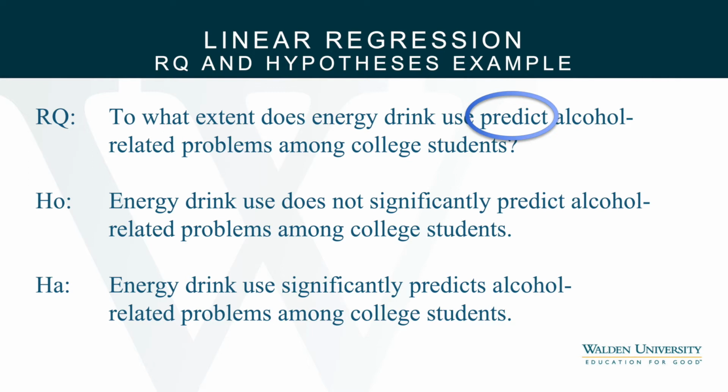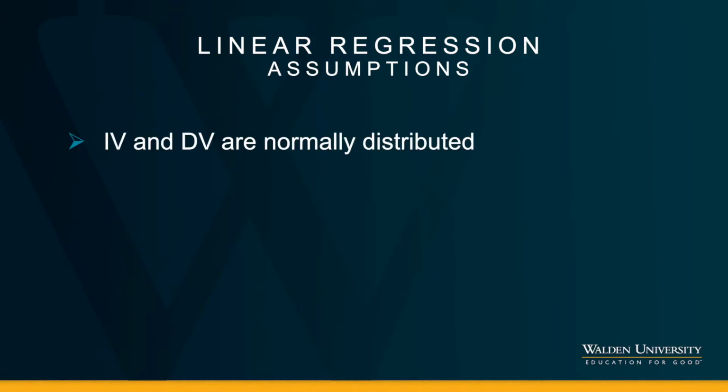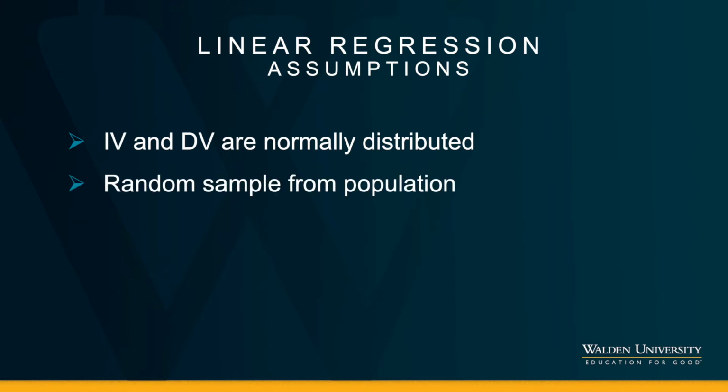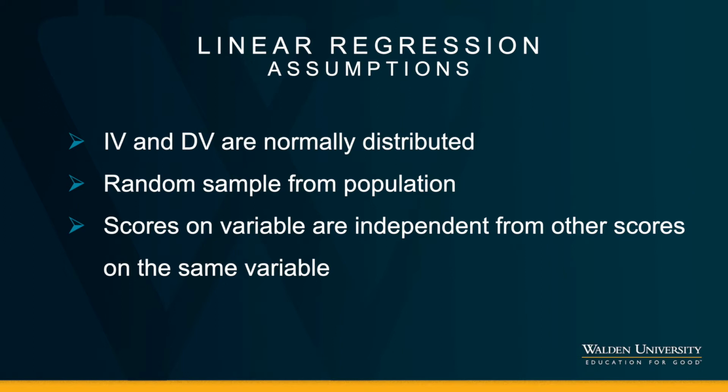Like any other inferential test, linear regression will have its own list of assumptions, and I will name a few here. Of course, the IV and the DV are both going to be scale, and we expect that they are normally distributed. We trust that the researcher sampled in a random way from the greater population and that the scores on a variable are independent from other scores on the same variable, and that goes for the IV and the DV. In other words, we trust that the participants did not influence the results in any way.